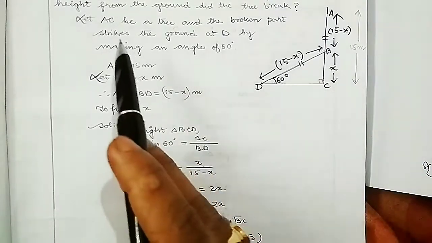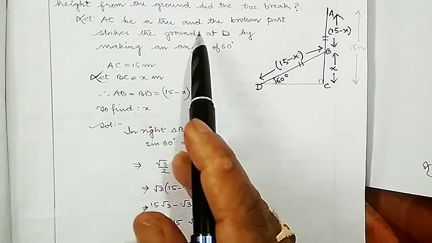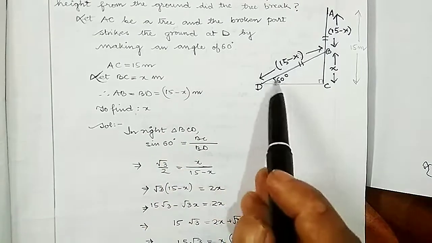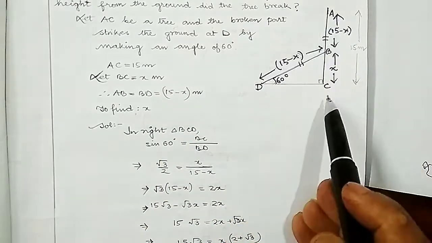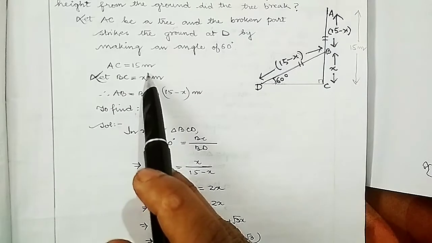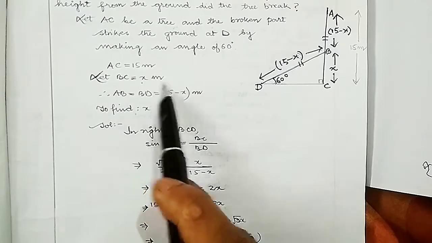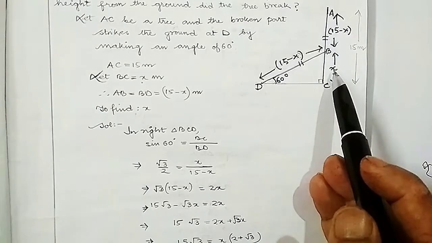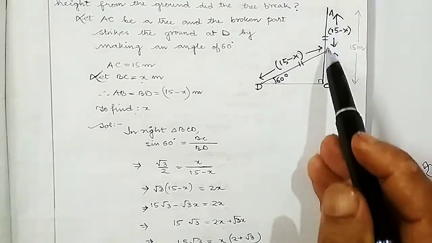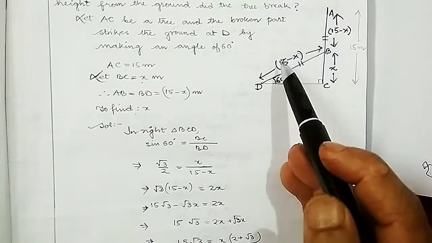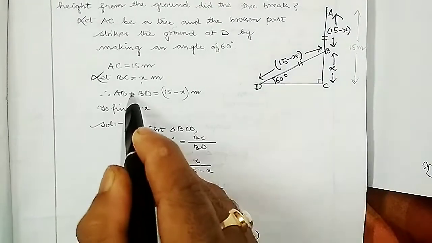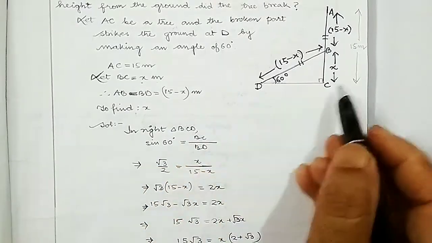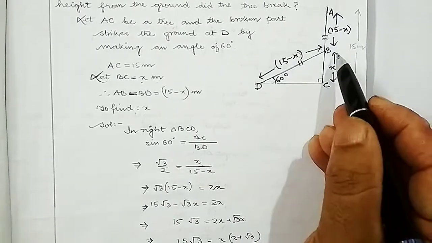So we have to write like this. Let AC be a tree and the broken part strikes the ground at D by making an angle of 60 degree. Here AC is how much? AC equal to 15 meter. Let BC equal to X meter. This one is not given in the question, so we have considered it to be X. And since this is X, AB equals BD equals 15 minus X meter. What we have to find? We have to find this length, that is BC.